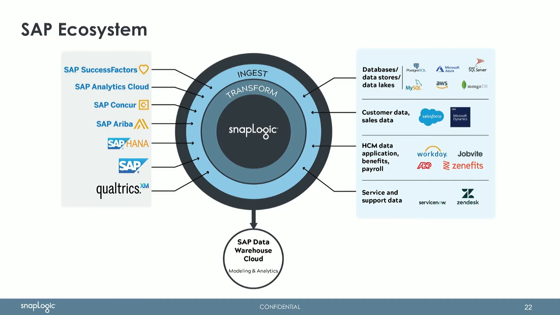So we provide a number of snaps, or pre-built connectors, to do that data transformation in a visual manner, such as aggregate, filter, group by, before you load that data into SAP Data Warehouse Cloud for your modeling and analytics.